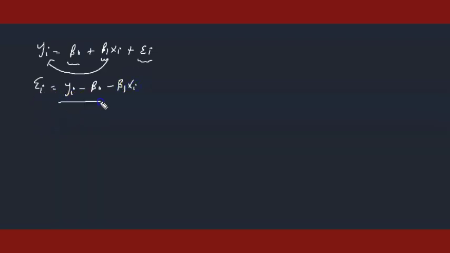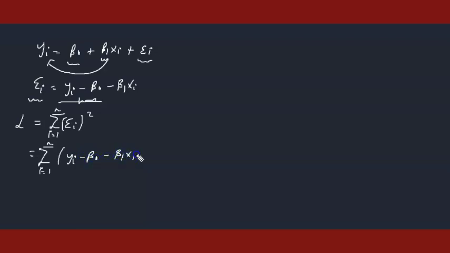Once we have this, the next thing that we need to do is to sum up this error squared. So we'll say let L be the summation from i equals 1 to n of error i squared, like that. But now we know the error is just this thing. So we are going to say the error is just yi minus beta naught minus beta 1 xi, squared, like that.